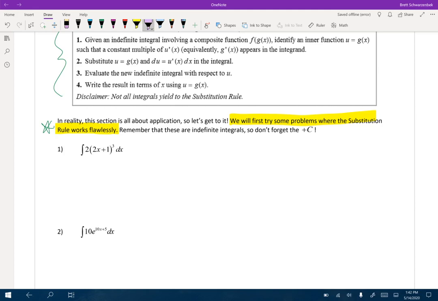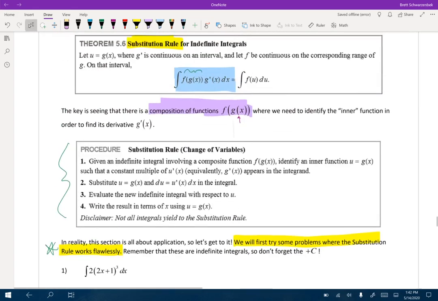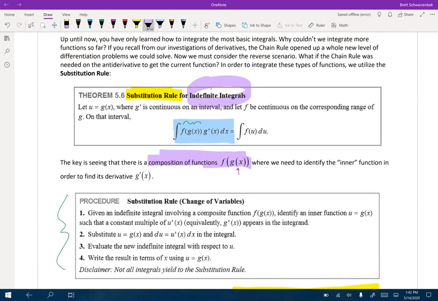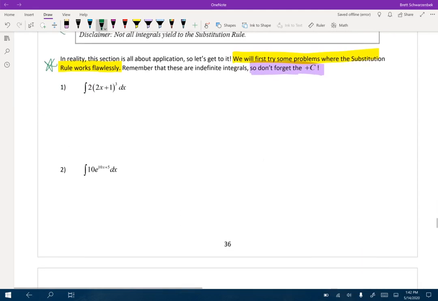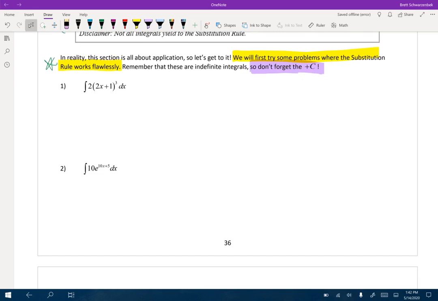But also, big reminder here, remember that when we made the jump from indefinite to definite integrals, we went from using plus c for indefinite to evaluating for an area for definite. So now we've made our way back to the indefinite integrals, so that means we have to remember the plus c at the end of every one of our problems. So let's get started and work through a ton of examples.